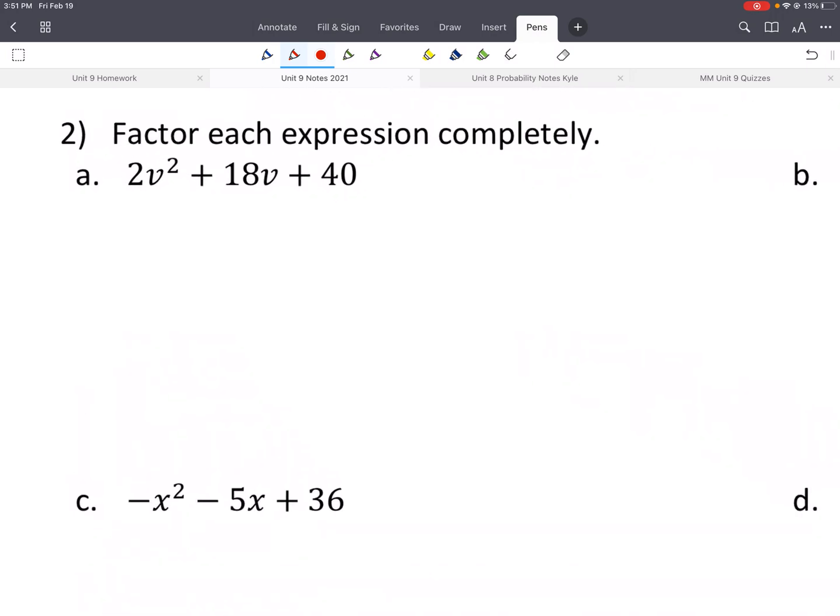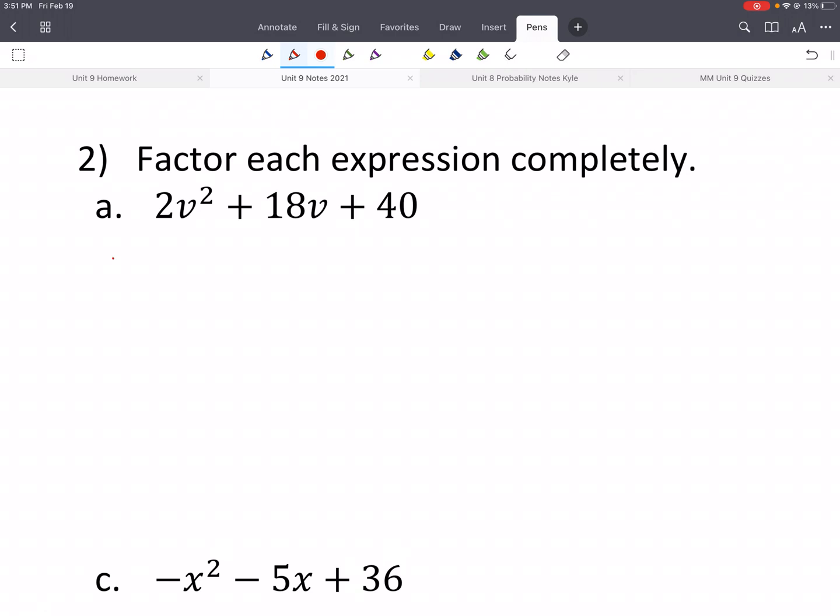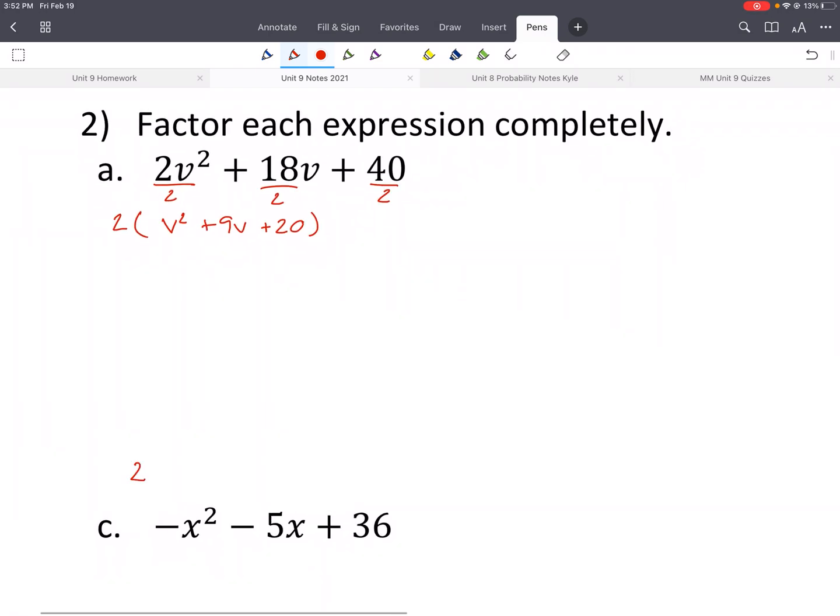Okay? So, looks like we could take out a 2. If we take out a 2, we need to divide everything by 2. So that would give us v squared plus 9v plus 20. Again, I would suggest taking that greatest common factor on the bottom with our 2 parentheses so you don't forget. Okay? So now we need to do our glasses.